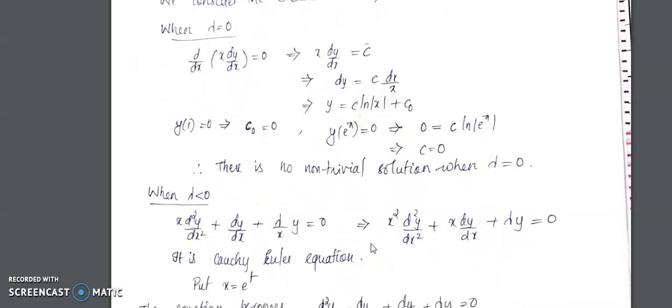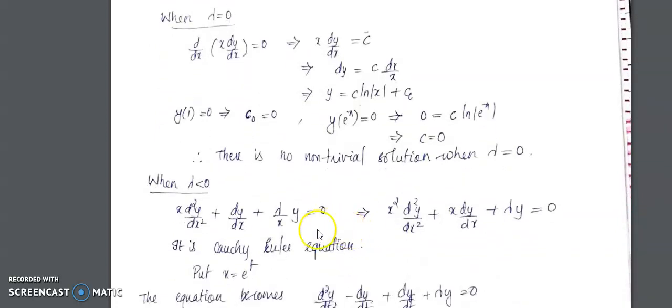And again, when lambda is less than 0, we will have x d²y/dx² plus dy/dx plus lambda/x y equal to 0. The equation can be multiplied throughout with x. So it can be written in the form x² d²y/dx² plus x dy/dx plus lambda y equal to 0. So this is the Cauchy-Euler equation.